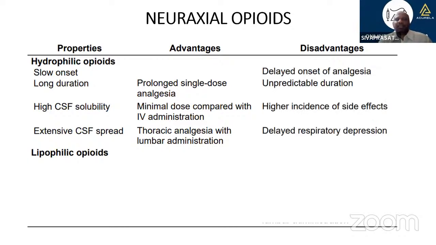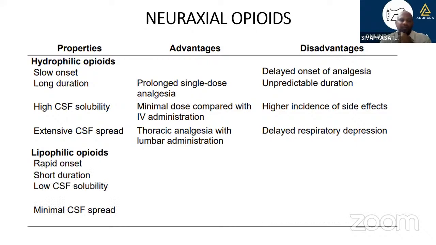The disadvantage is that the onset is delayed and it has an unpredictable duration. Sometimes we have seen the morphine effect up to 24 to 28 hours. There is a higher incidence of side effects and delayed respiratory depression, which is very troublesome. We have given morphine in the morning and sometimes the patient becomes so sedated and respiratory depressed in the evening. That is the problem with morphine.